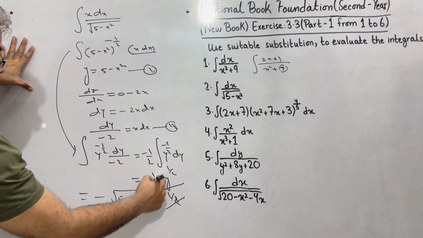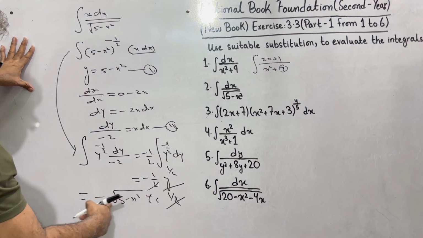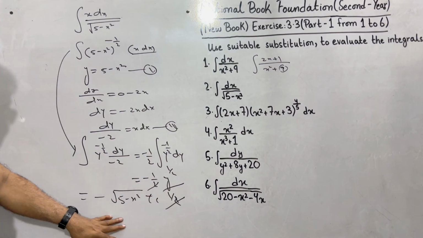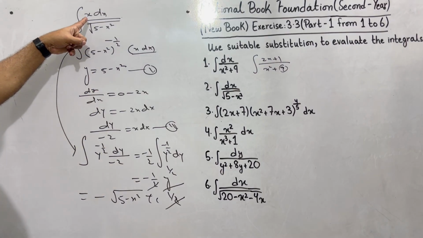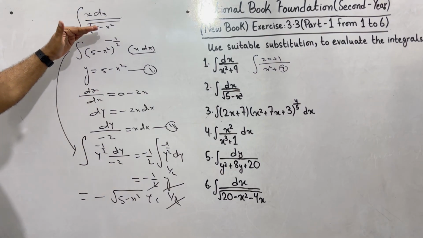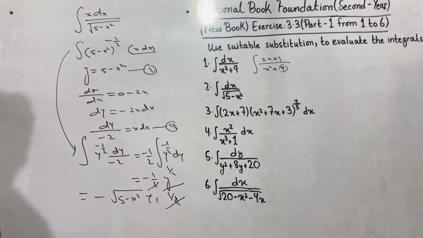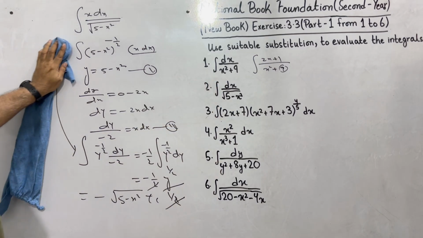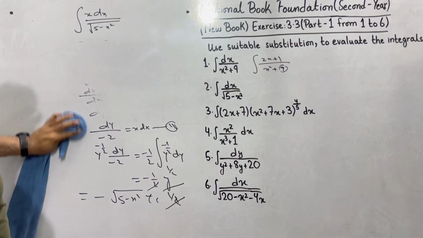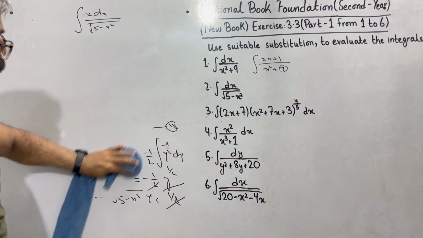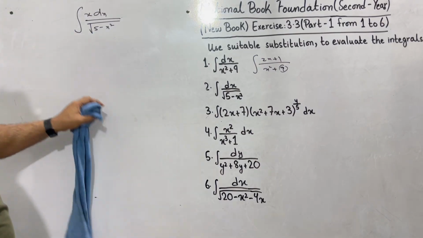So 5 minus x square to the power 1 over 2 means square root. That is the situation if there would have been x. But we don't have x. We have to take the assistance of magic substitution. Magic substitution is simply based on how to get rid of this radical sign.